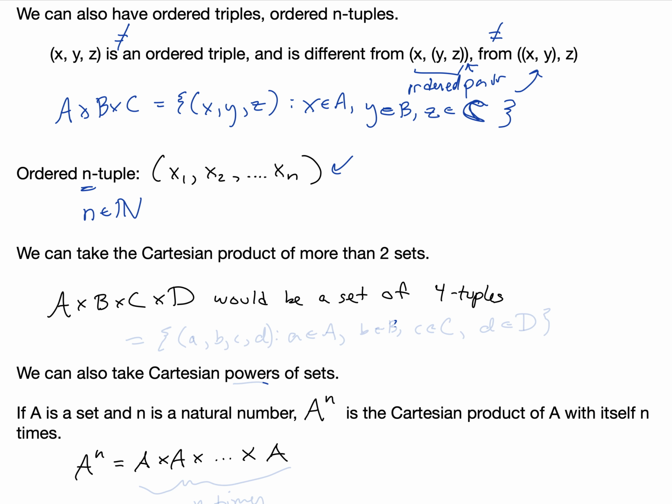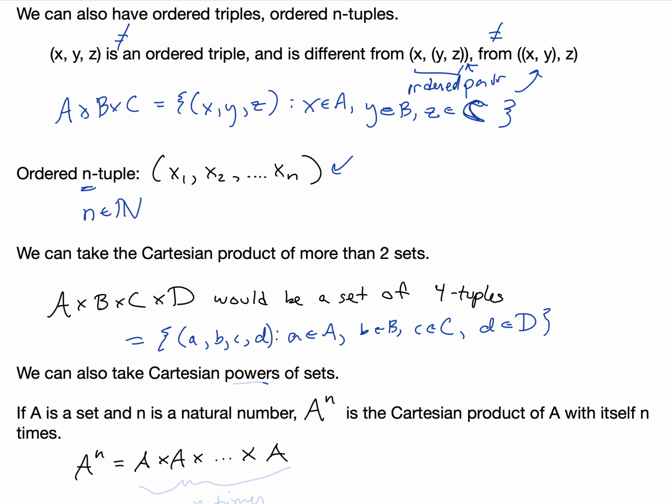So A cross B cross C cross D would be a set of 4-tuples. So that would be (a, b, c, d), such that a is in A, b is in B, c is in C, and little d is in D. So that would be a set of 4-tuples.